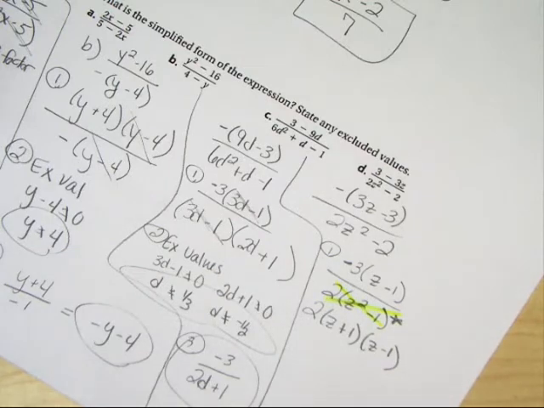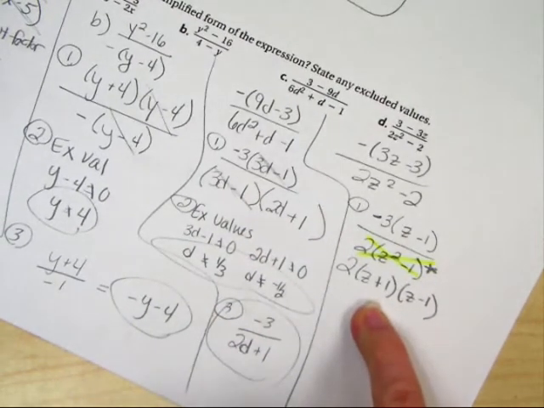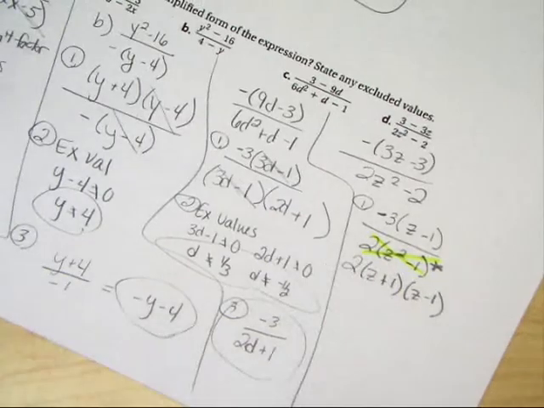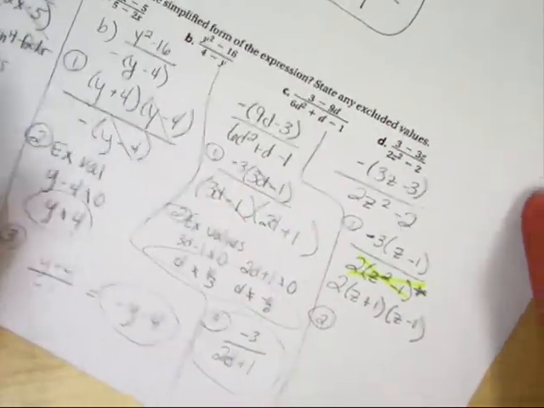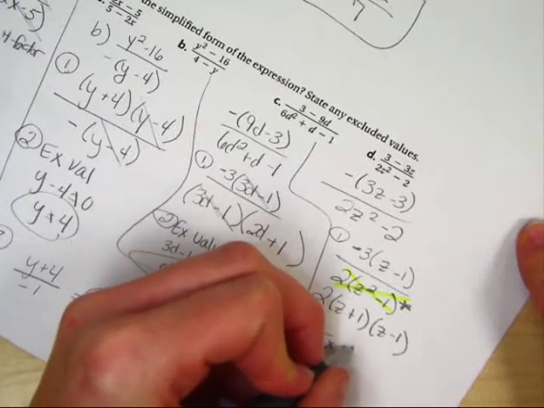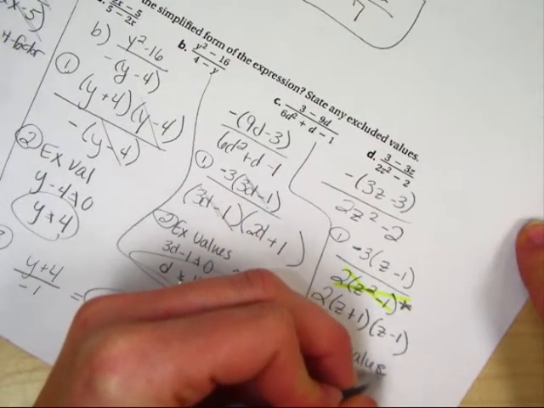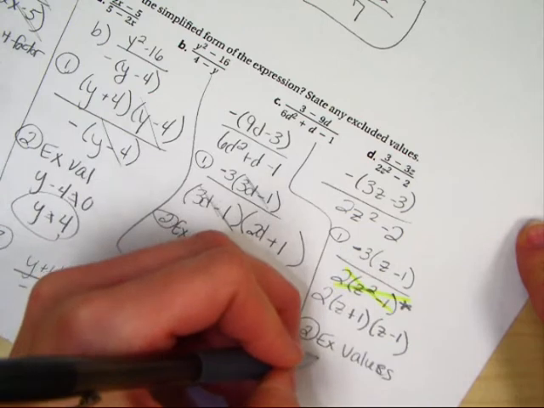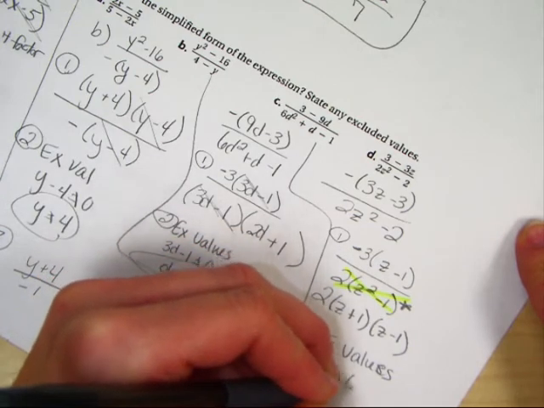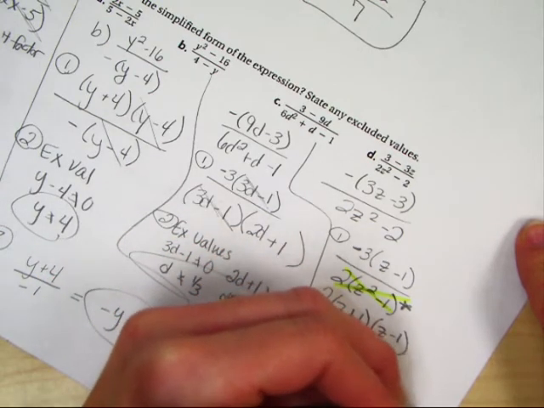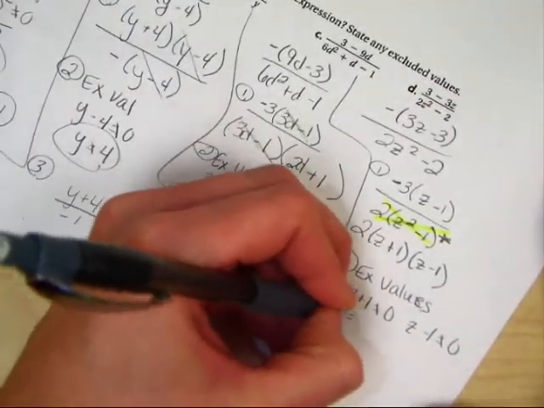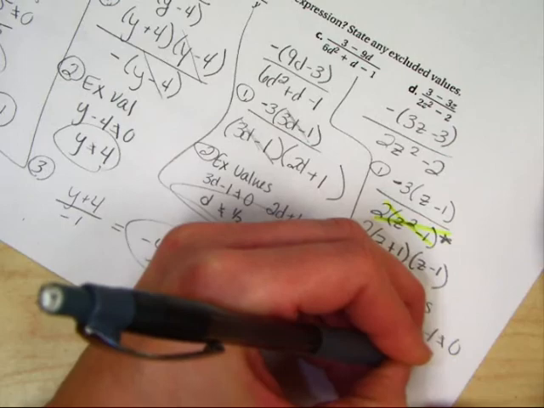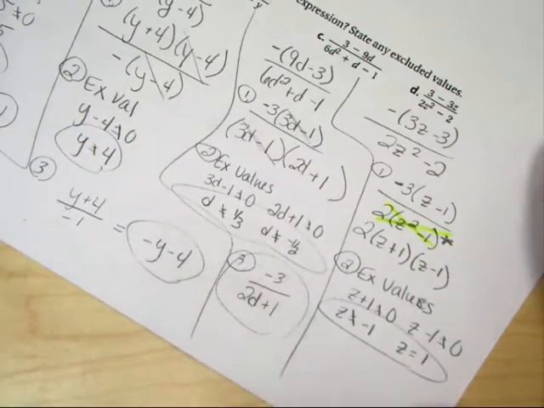Okay, so I reduced it one more time, and this is the new denominator, because it's the difference of perfect squares. Step 2, you need to be able to state your excluded values. Your excluded values are when z plus 1 is not allowed to be 0, and z minus 1 is not allowed to be 0. Therefore, z cannot equal negative 1 here, and z cannot equal positive 1 here. Those are your excluded values.